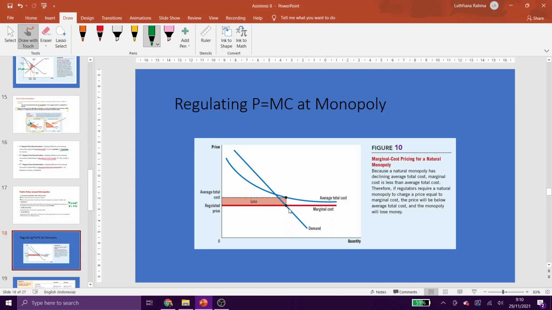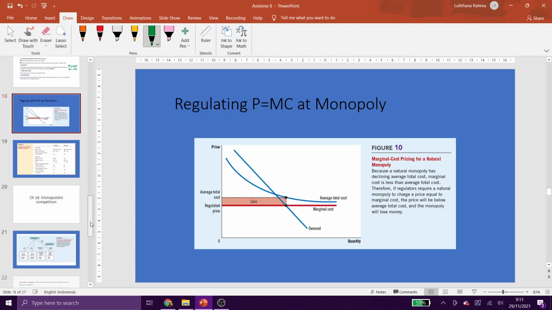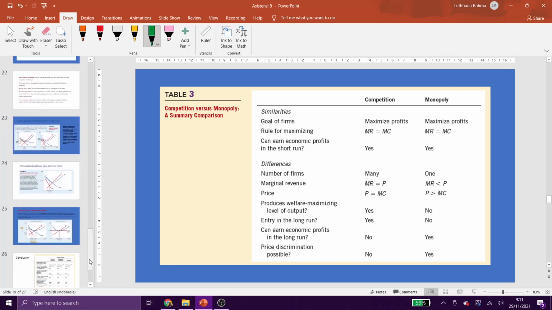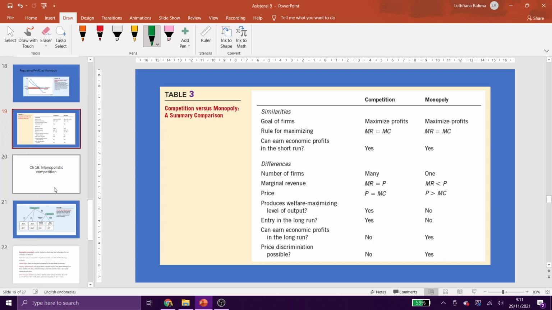Here is the marginal cost. If you see, this regulated price is below the average cost, so regulating the price equal to MC will lead the firm into a loss. So basically, this regulation is not preferred by the monopoly firms. Okay, so here is a summary comparison between perfectly competitive markets and monopoly firms. And then later we will discuss monopolistic competition.